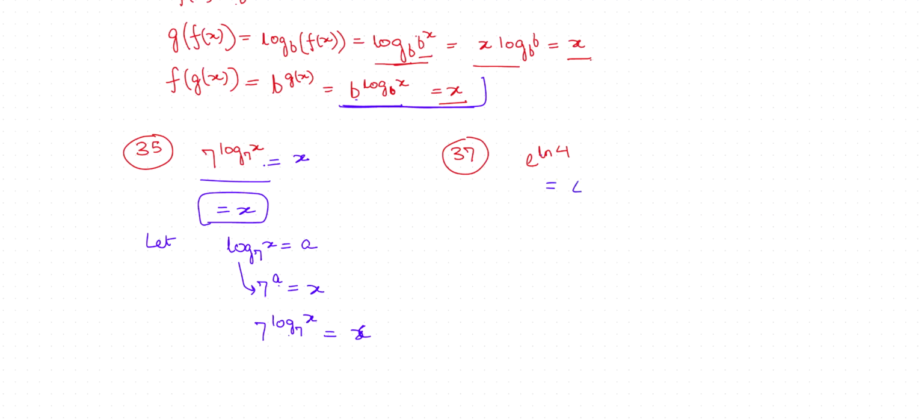We can do it in another way also. Let ln 4 be a. So this will become e raised to power a as 4, if we convert, because the ln has base e. And now if we substitute back the value of a, which was ln 4, we get ln e to the power ln 4 is equal to 4, which is equal to 4 here.